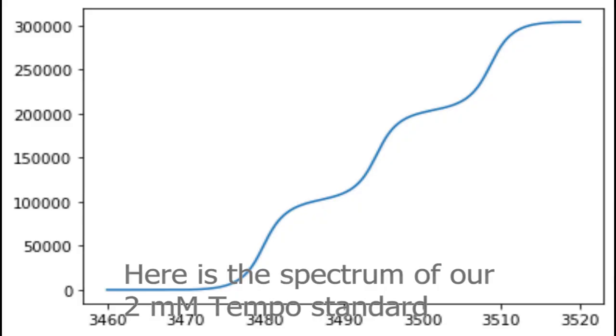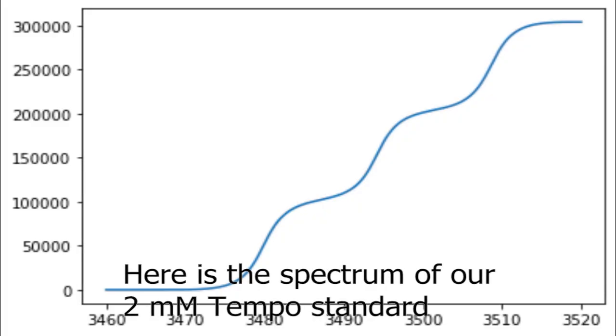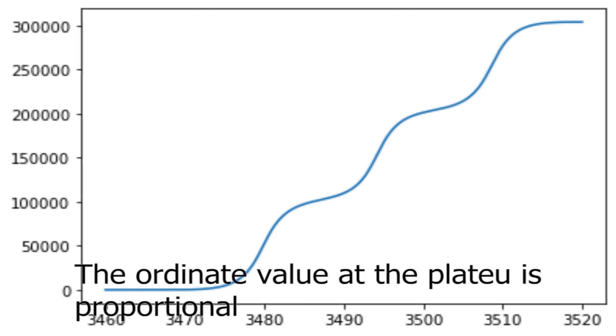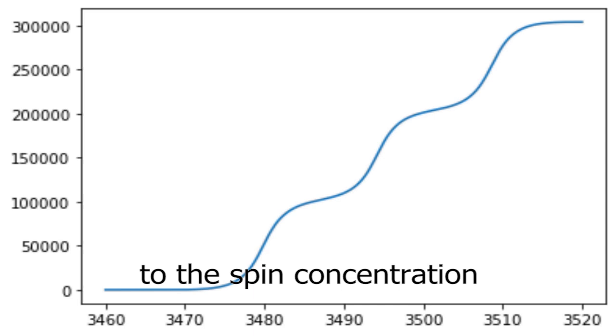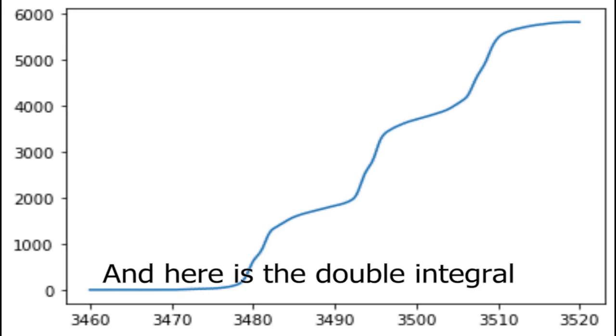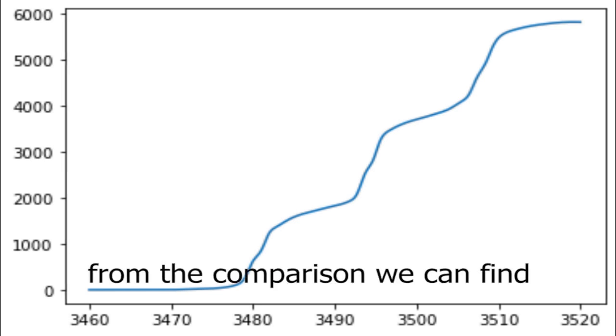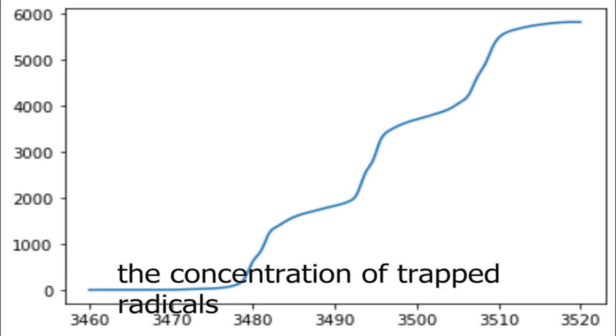Here is the spectrum of our 2 millimolar TEMPO standard after double integration. The ordinate value at the plateau is proportional to the spin concentration. And here is the double integral of our spin trap solution. From their comparison, we can find the concentration of trapped radicals, which is 39 micromoles.